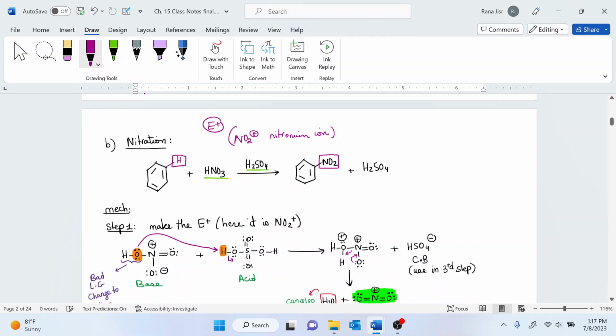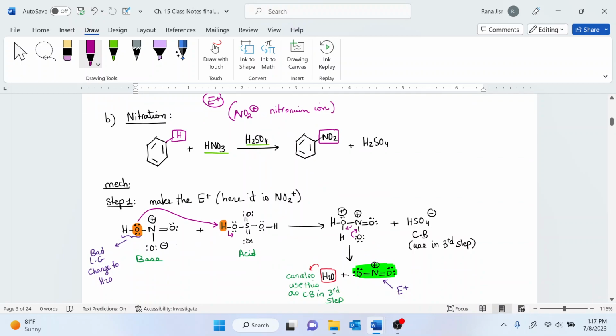So you're going to start with the nitric acid and the sulfuric acid. Draw both Lewis structures. After you draw both Lewis structures, one of them is going to be the acid and the other one is going to be a base. Now we know that both of these are acids, but you cannot react them as acids because if you react two acids together, there will be no reaction.